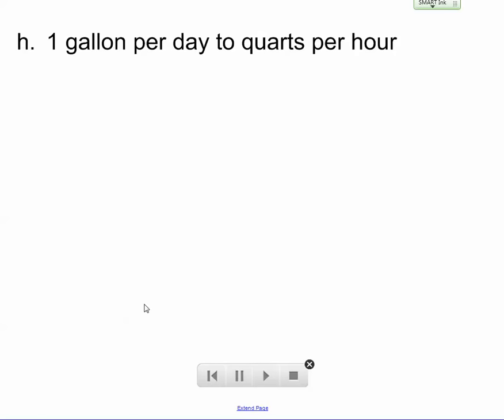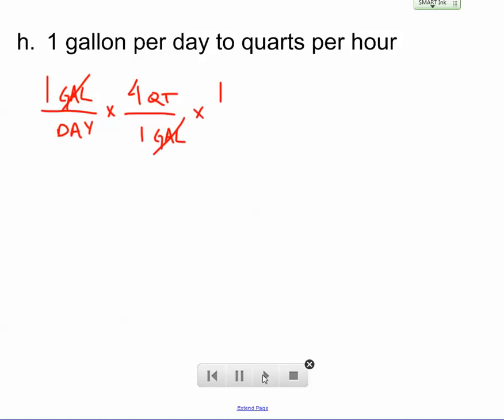Okay. One more. 1 gallon per day, and we're going to convert that into quarts per hour. Okay, first of all, here's the rate we're given, 1 gallon per day. I want to get this into quarts per hour. So there's 4 quarts in every gallon. Should have that memorized by now. And every 1 day has 24 hours. So see how days cancels out. And we're going to be left with quarts per hour here.